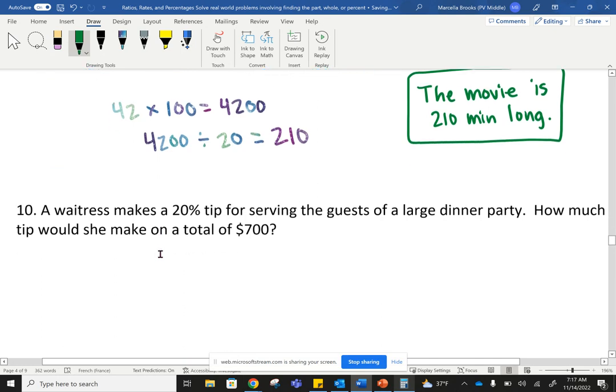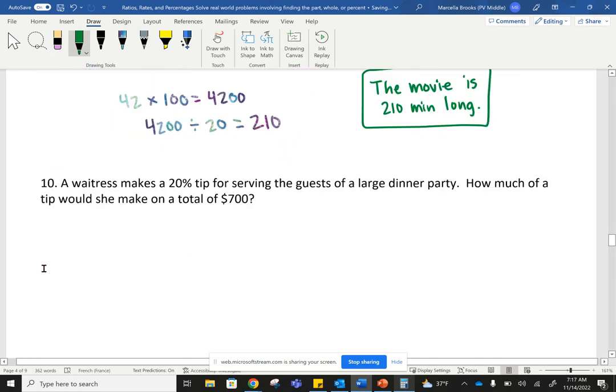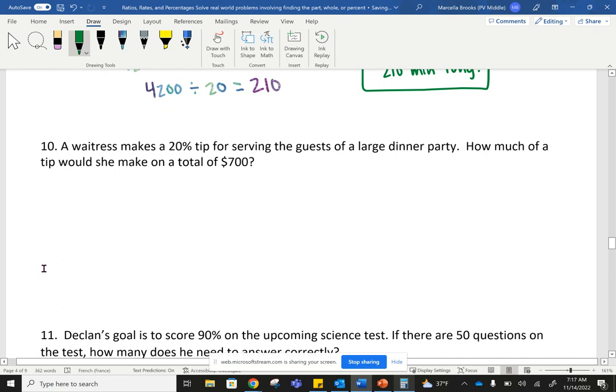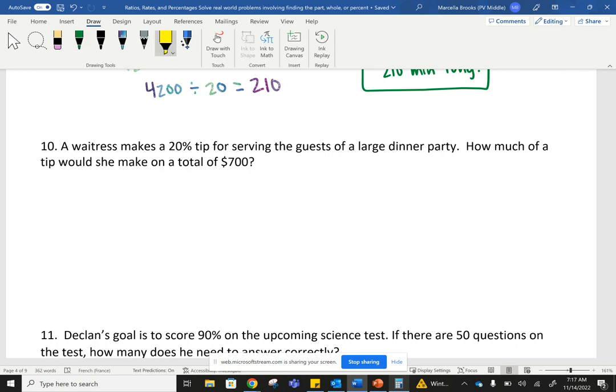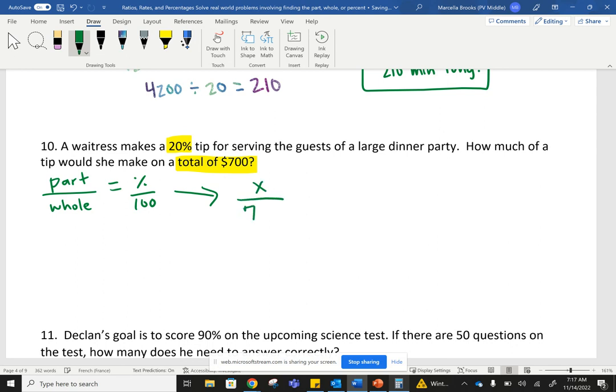All right, let's do the next one. A waitress makes a 20% tip for serving the guests of a large dinner party. How much of a tip would she make on a total of $700? So right away, they told us what the total was. We know what the percent is. We don't know what the part is. So we got part over whole equals percent over 100. So we don't know what the part is. We know that's a total of 700. We don't know how much money she's going to make out of that 700 though.